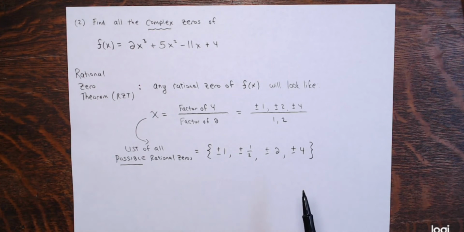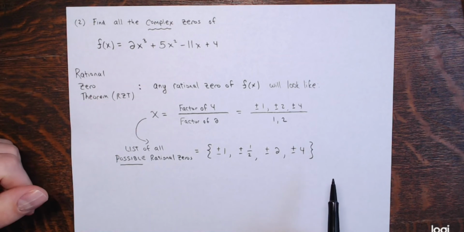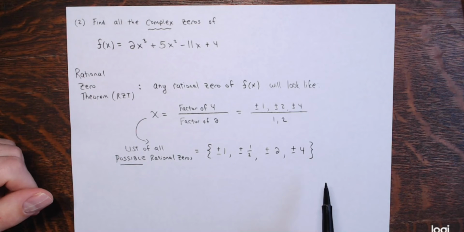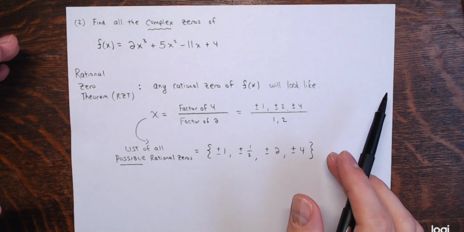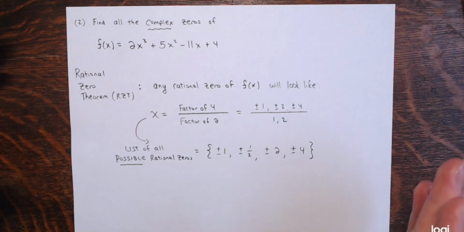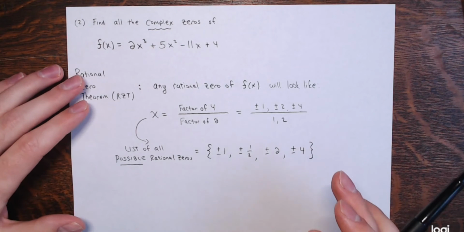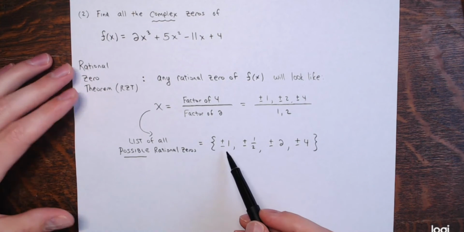Now, if none of them work, then you're in a bit of trouble. One of these should work. If they're actually asking us about this right now, one of these should be a 0. Because if it has no rational zeros, then we have to go into some more advanced methods that are beyond the scope of this course and this textbook at the moment. So I think one of these should work. And in fact, I think x equals 1 works.